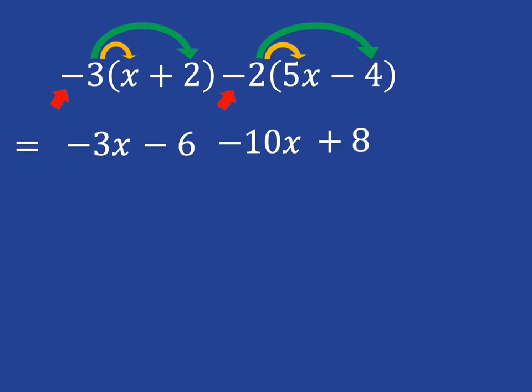Now we need to look for like terms because we're just adding and subtracting in algebra. So minus 3x and minus 10x are like terms, and minus 6 and plus 8 are. So we're going to get minus 3x minus 10x, that's minus 13x, and minus 6 plus 8 is plus 2.